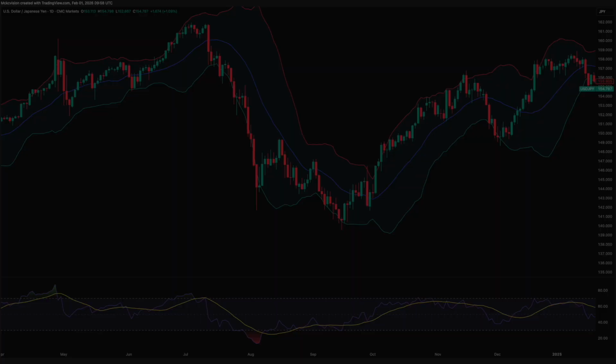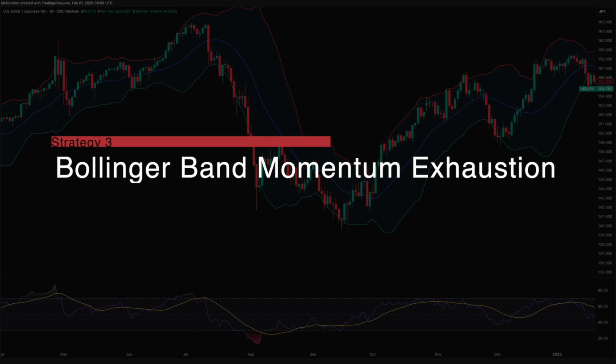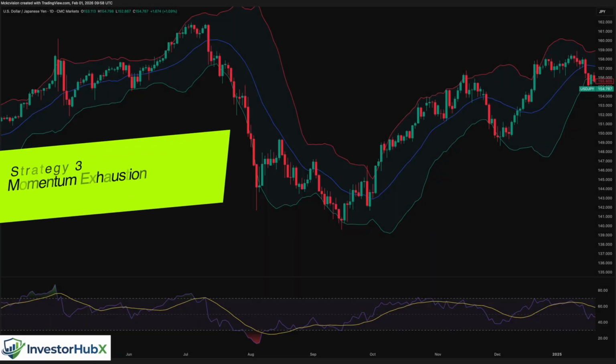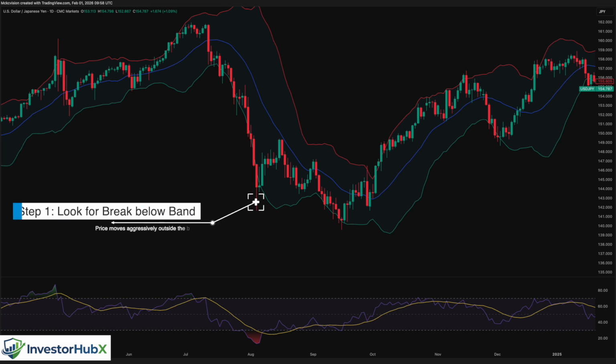The third strategy is the Bollinger Band Momentum Exhaustion setup. This is the dollar-yen currency pair in daily time frame. First, we look for a Bollinger Band break, where price moves aggressively outside the band. This is then followed by a pullback back inside the band, which tells us that momentum may be slowing. Next, we look for divergence. If price makes a lower low while the RSI makes a higher low, this signals weakening downside momentum.